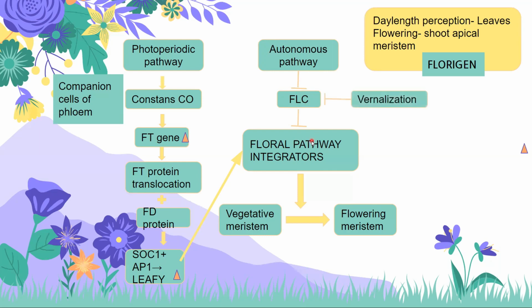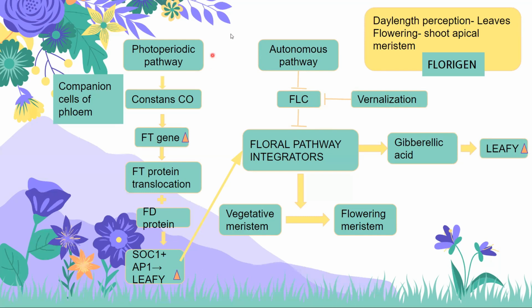Next is vernalization. Vernalization is in response to the environment. Vernalization also, by an epigenetic mechanism, represses FLC, which promotes flowering. Another autonomous pathway is the synthesis of gibberellic acid. Synthesis of gibberellic acid will induce LEAFY, which will in turn promote flowering. So here we have discussed four main pathways. First of all, the photoperiodic pathway.